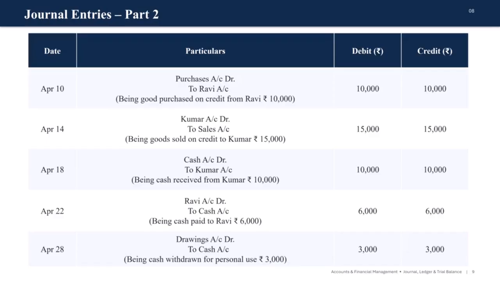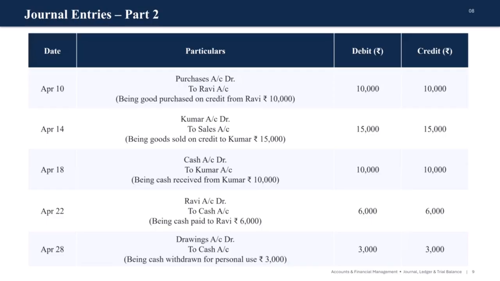On April 22nd, the business paid 6,000 to Ravi. So Ravi account is debited because the amount we owe him decreases, and cash account is credited because cash goes out of the business. Finally, on April 28th, the owner withdrew 3,000 for personal use.